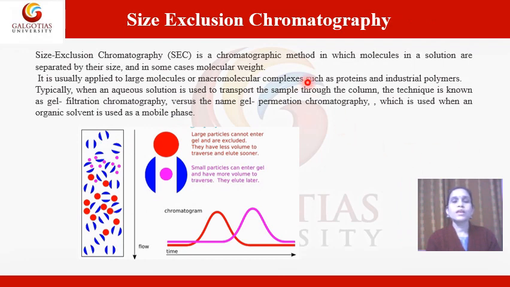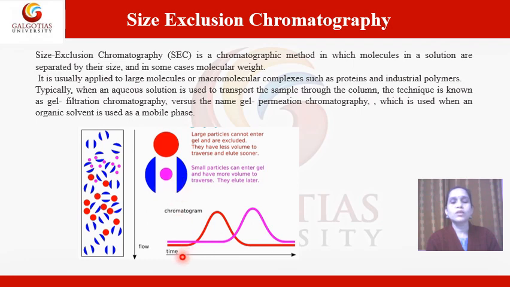Then there is another chromatography, that is known as size exclusion chromatography or SEC. This is a chromatographic method in which the molecules in a solution are separated by their size and in some cases on the basis of molecular weight. Here you see there are two different sizes of molecules. This is a gel separation chromatography. Larger particles cannot enter the gel, so they are excluded, whereas the smaller particles can easily pass and they will be separated.